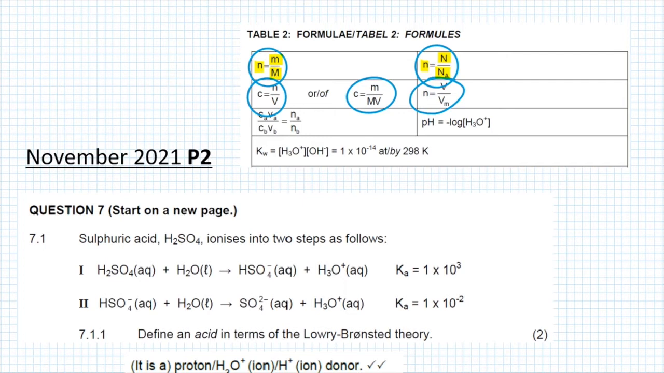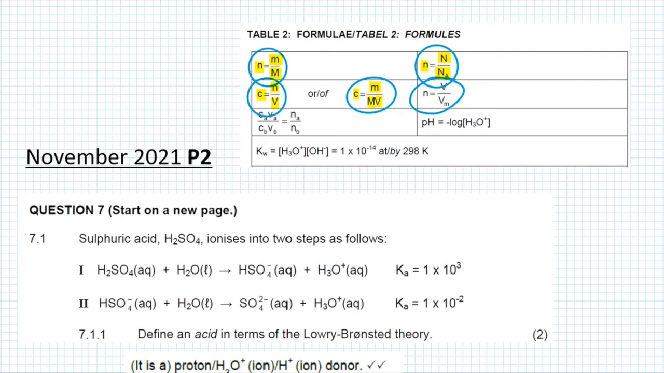Then we have a formula for concentration. In fact, we have 2 formulae for concentration. And here we are speaking about the concentration normally of aqueous solutions. So we say concentration is number of moles divided by volume, or we can say the mass in grams divided by molar mass in grams per mole multiplied by volume, where volume would be in decimeters cubed. Remember, you can have concentration of aqueous solutions and gases, so you can use this formula for either type, but normally we use these formulae for aqueous solutions.